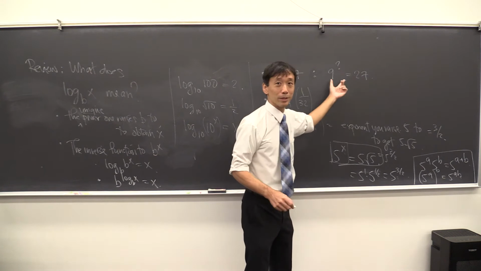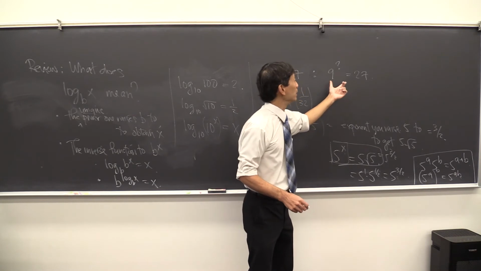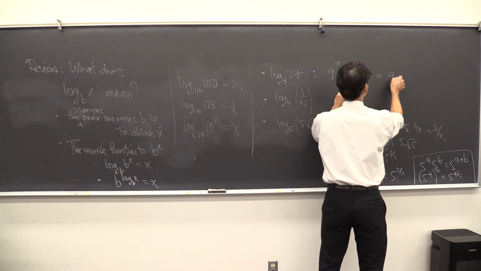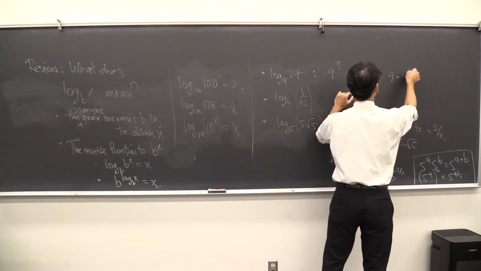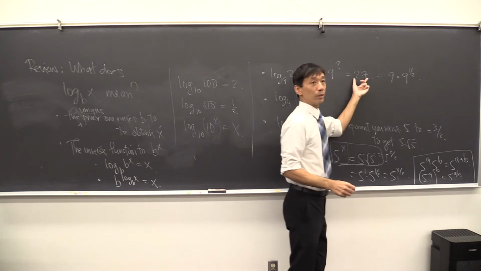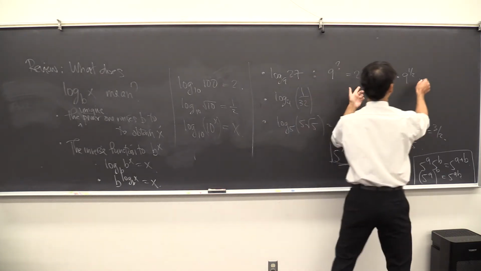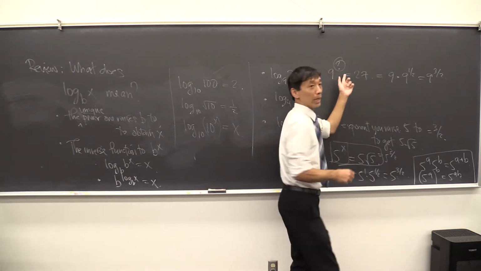9 to the 3/2. 27 is equal to 9 times the square root of 9, right? Oh, yeah, sure. So you can say, oh look, this is the same thing as 9 times the square root of 9. It's 9 times 3, which is 9 times the square root of 9. So that's again 9 to the 3 halves. And so the thing we're looking for is 3 halves.